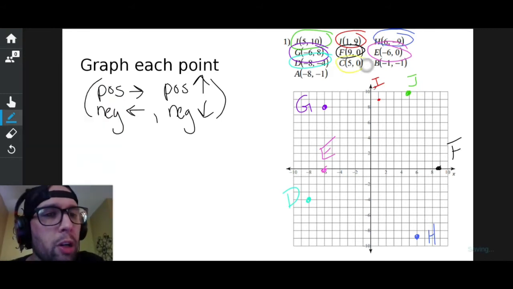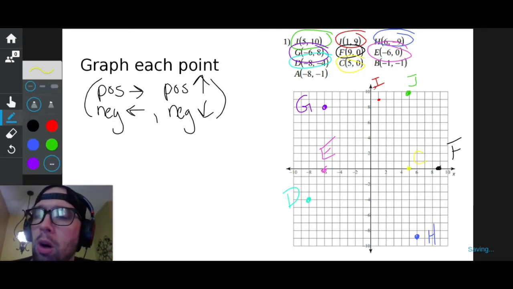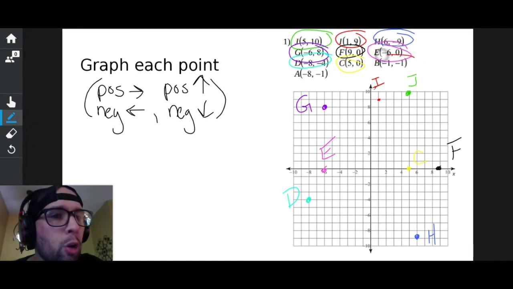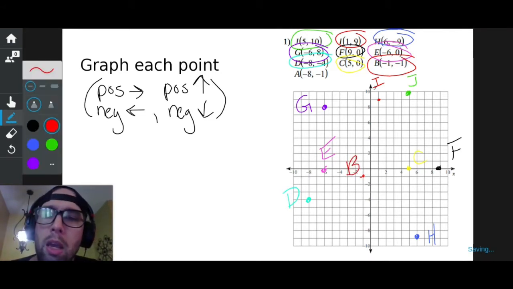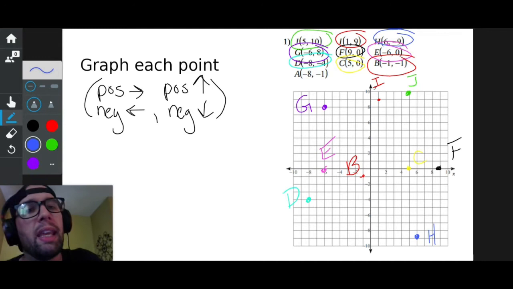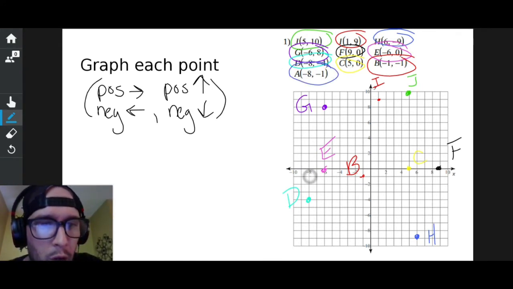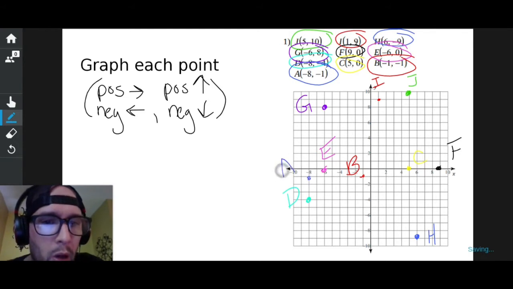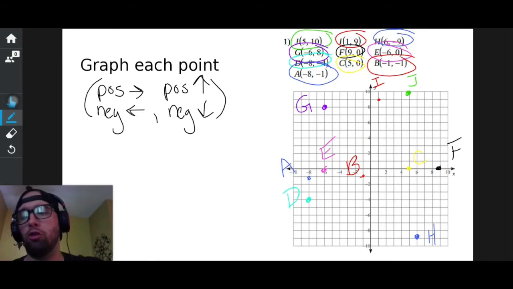C is 5, 0. So let's go right 5. Don't move. Call it C. B is negative 1, negative 1. So B is going to be left 1, down 1. And A is negative 8, negative 1. So let's go left 8, go down 1, call it A. All right. Graphing coordinates.